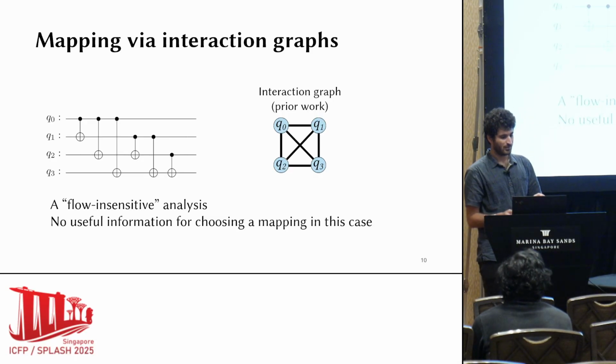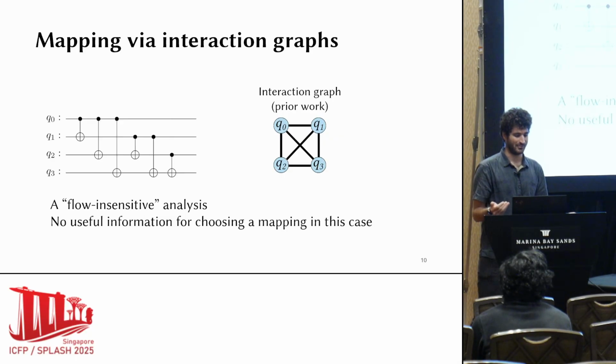But the problem occurs with certain circuits like this that have a high density of connectivity. If we look at this circuit, we end up with a complete graph, which really gives us no information for mapping and routing. Basically, any map that we evaluate is going to be equivalent because of the symmetries in this graph. So we don't really learn anything from constructing the interaction graph. I think of this as analogous to a flow-insensitive program analysis, because we're not tracking any information about when these interactions occur.